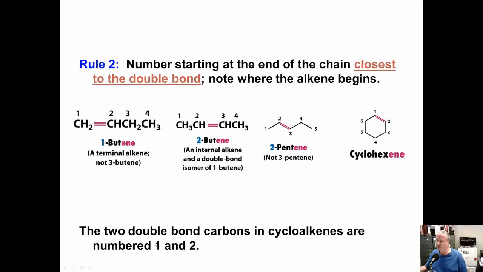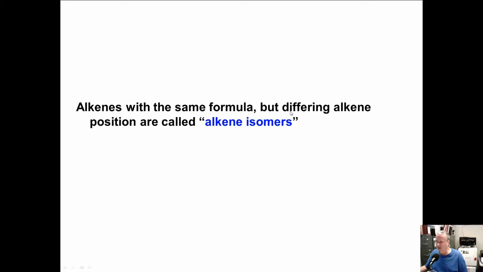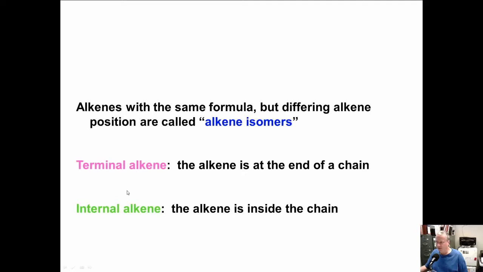Okay, so alkenes with the same molecular formula but differing alkene position are called alkene isomers. So if the alkene is in a different place, it's called an alkene isomer. All right, and as we saw, there's terminal alkenes and there's internal alkenes. Those are two types of alkenes. So terminal means it's at the end, internal means it's somewhere in the middle.